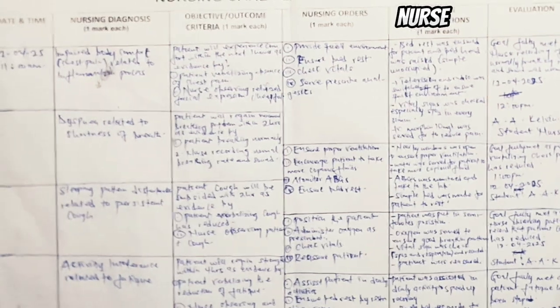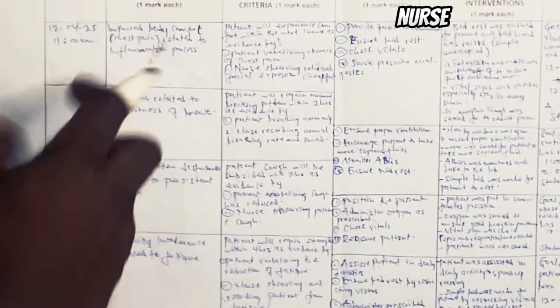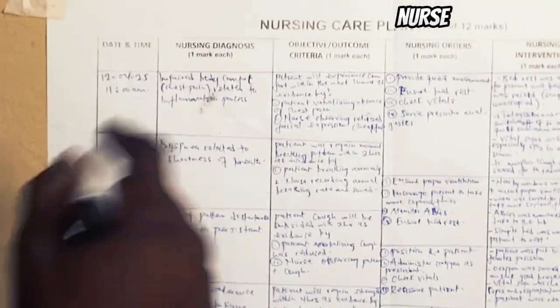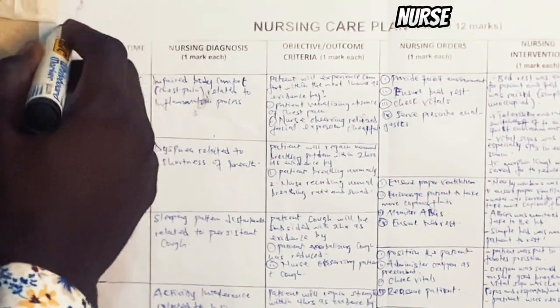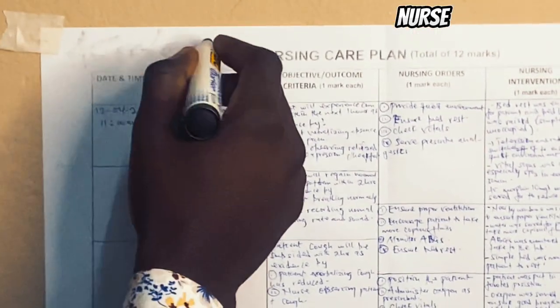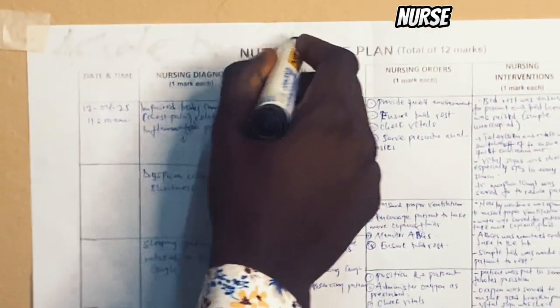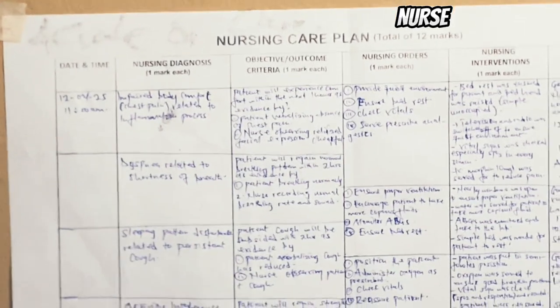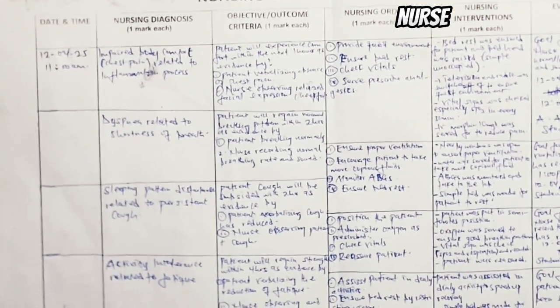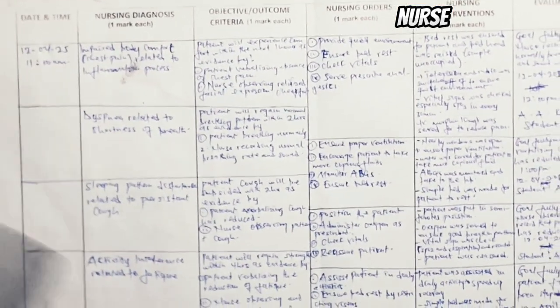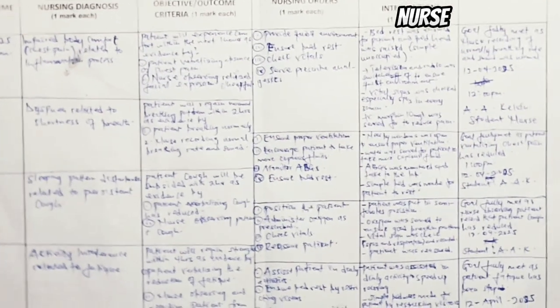So pain, when there is pain in the nursing care plan or the patient complains of pain, the pain can be what? It can be acute or chronic. So that's the only thing we have in writing the nursing diagnosis. So the nursing diagnosis, when it comes to pain, is either acute or chronic.